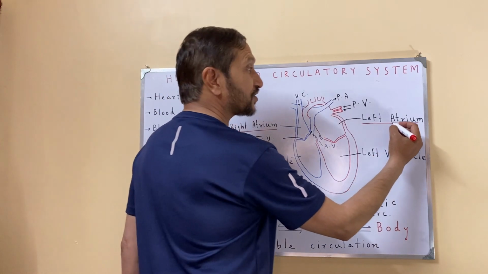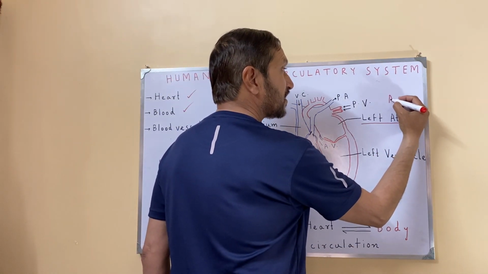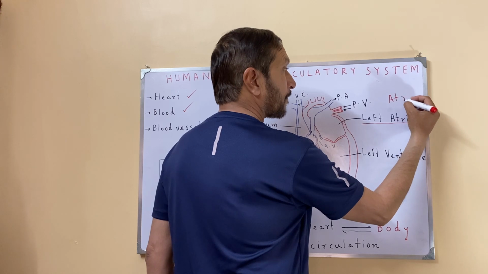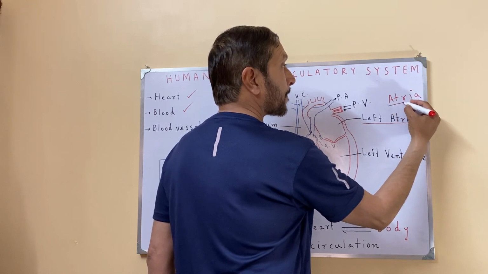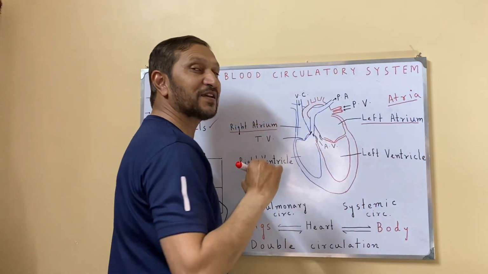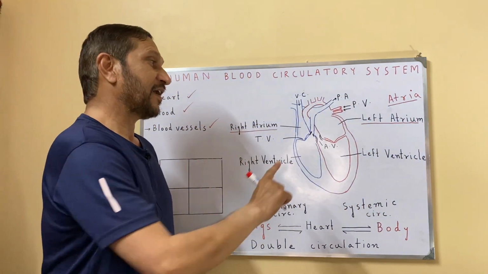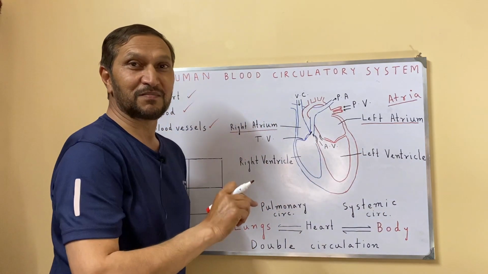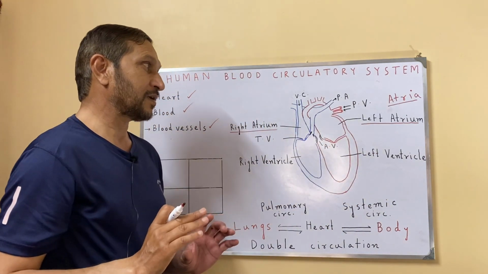Collectively, you will sometimes find that the atria are called atria. So the plural is atria and the singular is atrium, left atrium and right atrium. And the ventricles are the lower 2 chambers, left ventricle and right ventricle.